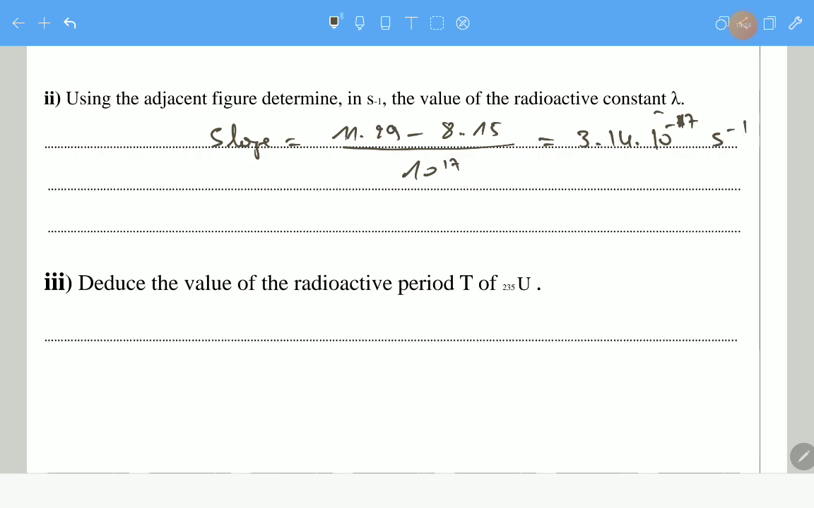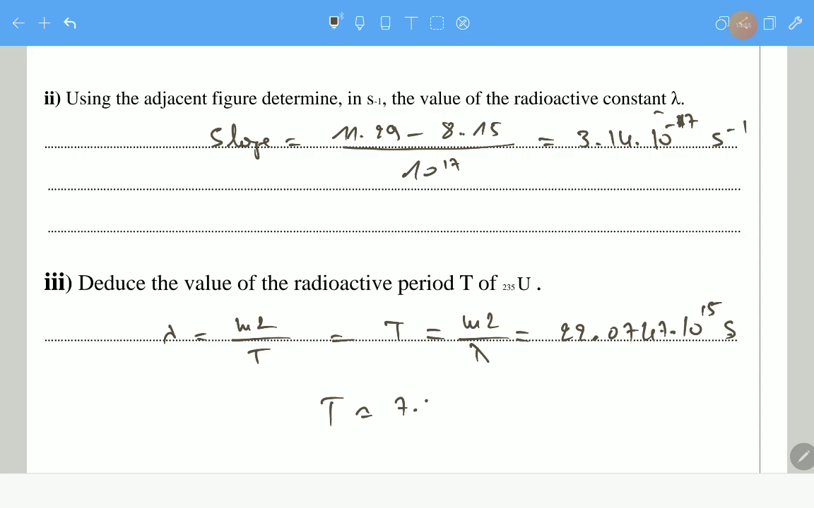So at the end, derive the value of the radioactive period. We know that lambda equals Ln2 over T, so the period is equal to Ln2 over lambda. You can find in seconds 2.0747 times 10 to the 16 seconds, which equals 7.3 times 10 to the 8 years. It's very, very, very large.